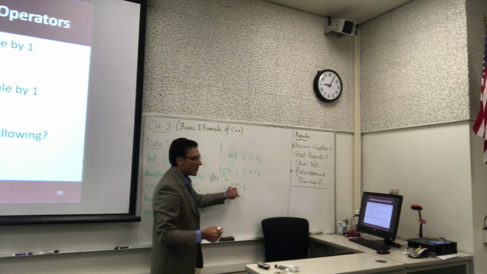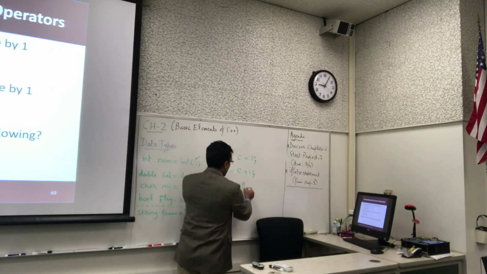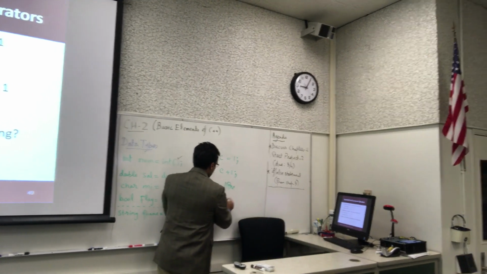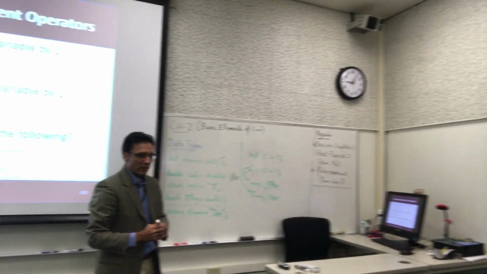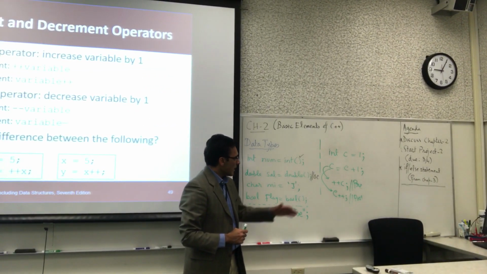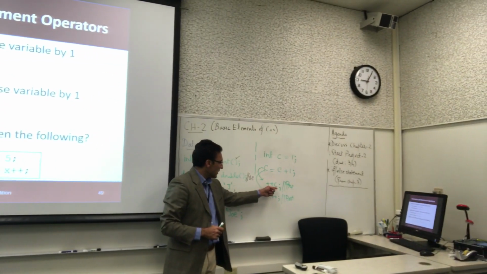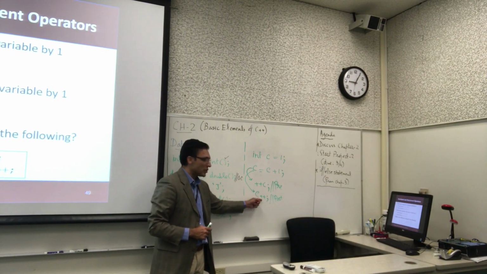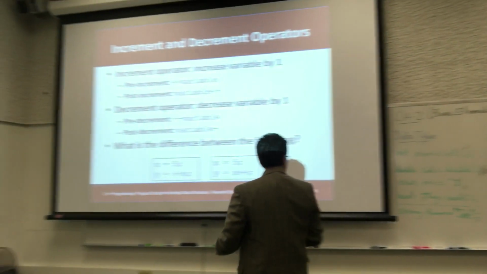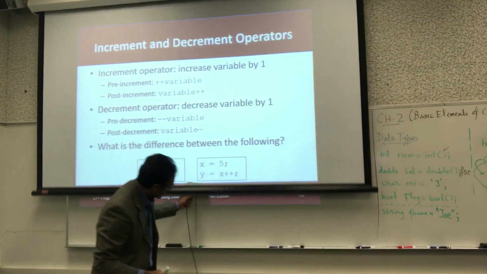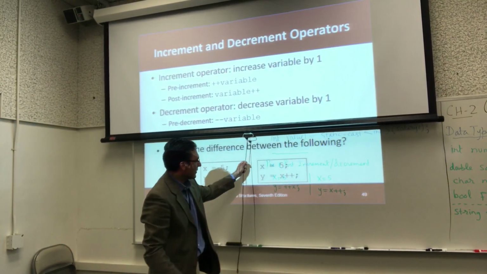This is called pre-increment. This is post-increment. Pre versus post-increment. Now, in this particular case, c will be 2 here and c will be 2 here, regardless, in both of these cases. However, there's a small difference. I did the same example here.